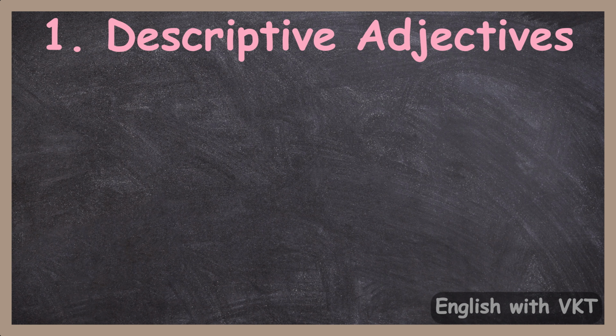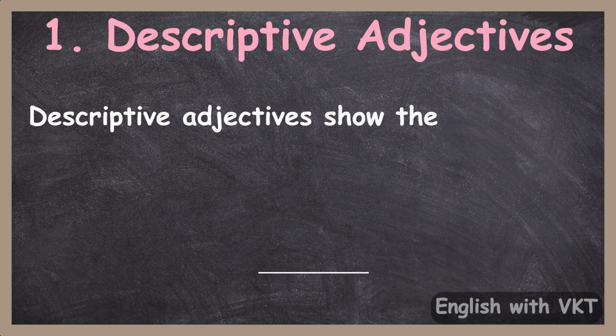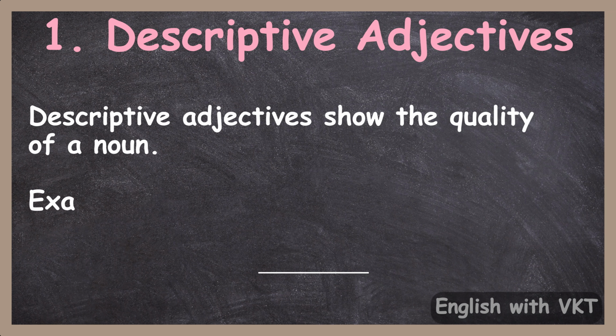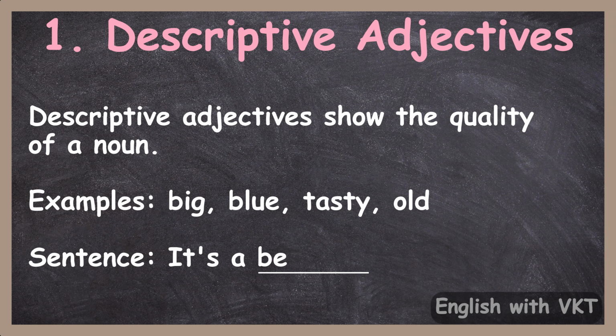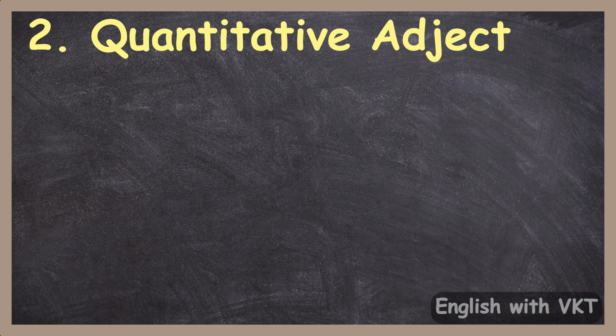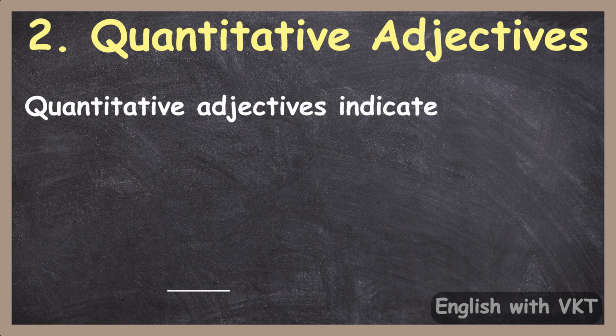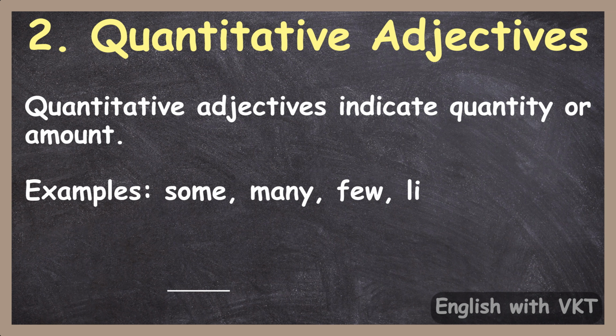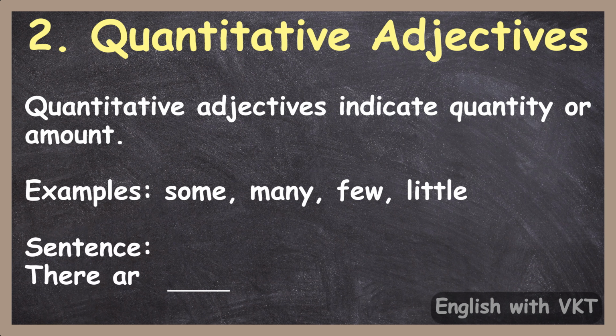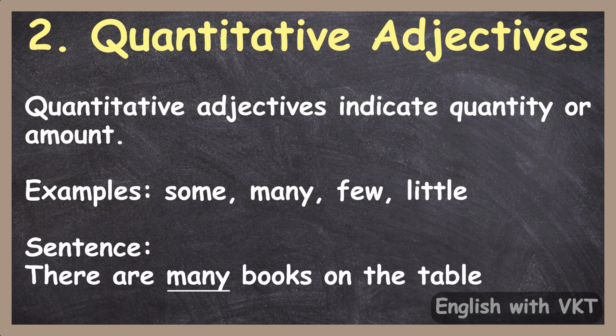1. Descriptive adjectives. Descriptive adjectives show the quality of a noun. Examples: big, blue, tasty, old. Sentence: it's a beautiful garden. 2. Quantitative adjectives. Quantitative adjectives indicate quantity or amount. Examples: some, many, few, little. Sentence: there are many books on the table.